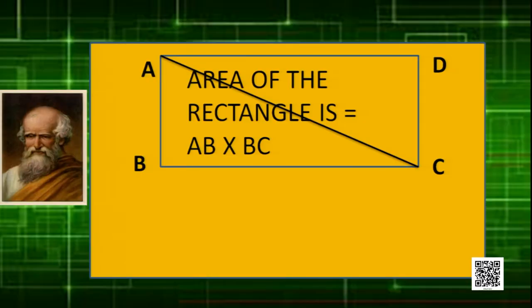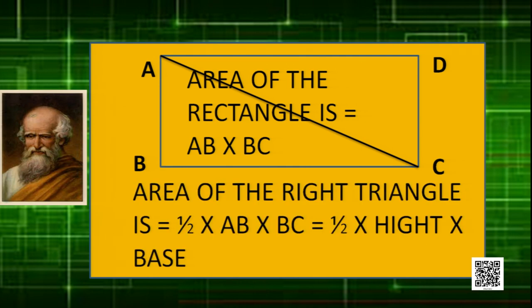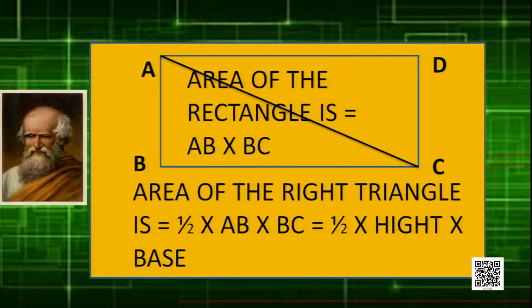So, as this triangle ABC is half of it, what type of figure is it? It is a right angle triangle. So, the right angle triangle ABC has an area that is half of the area of ABCD. Now, we can say that the area of a right triangle is half into AB into BC. And what is AB? If we consider it a right triangle, then AB is said to be the height and BC is said to be the base. Alternately, we can also say that BC is the height and AB is the base, but here we have taken AB as the height and BC as the base.